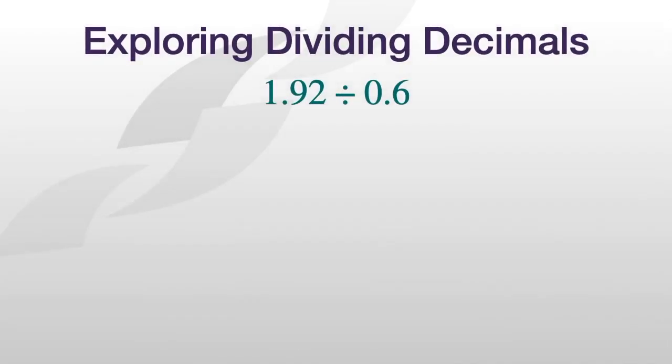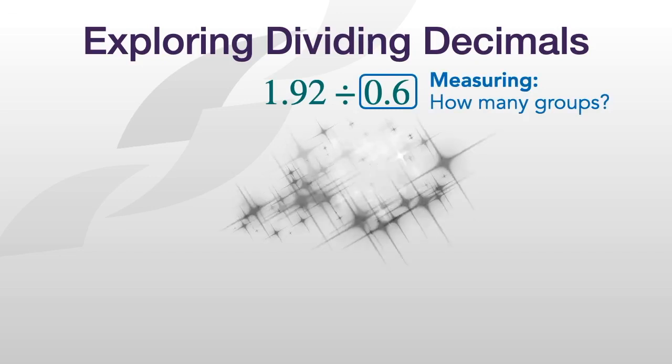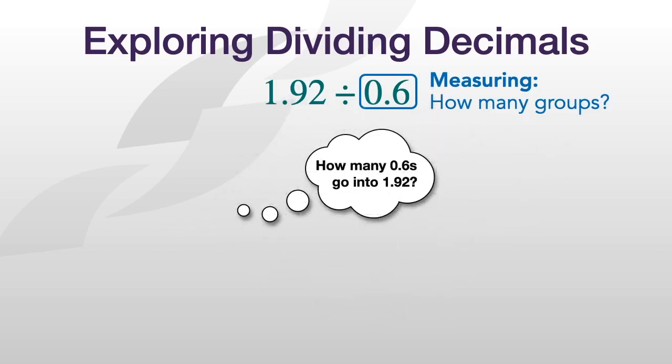This next example not only divides by a decimal, but will also have a decimal answer. First of all, we should recognize that for dividing by 6/10, it makes sense to consider measuring as the meaning of division. With that in mind, how many 6/10 do you think go into 1 92/100?